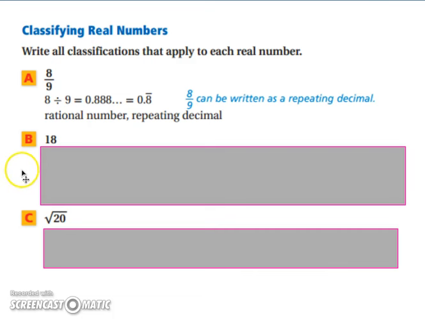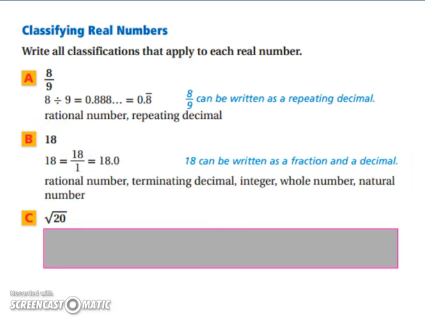Now that you've had a moment to try B and C, let's try them together. Well, 18. 18 is a natural number, a whole number, an integer, a terminating decimal because it goes 18.0, so it stops, and a rational number because you can make it a fraction.